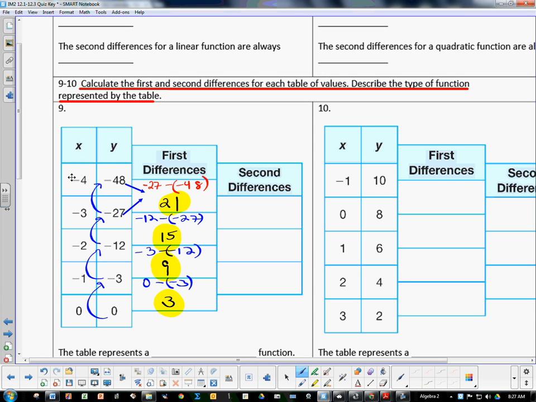Okay, let's find second differences. Let's do 15 minus 21. For the next one, we'll do 9 minus 15. And for the next one, we'll do 3 minus 9. Okay, help me out. What's 15 minus 21? Negative 6. Okay, next one. What is 9 minus 15? And then 3 minus 9? Negative 6. Okay.